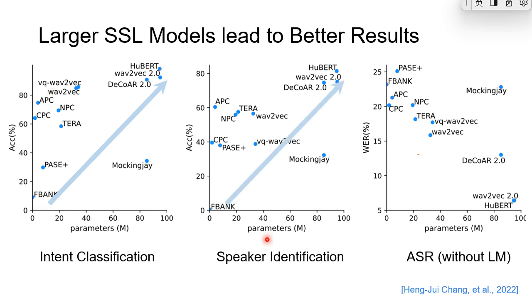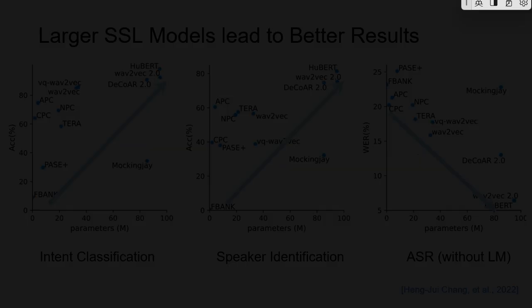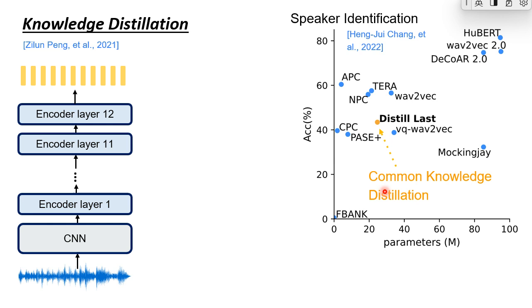For speaker identification, the situation is very similar: larger model, higher accuracy. On speech recognition, larger model, better performance, lower error rate. So larger self-supervised models lead to better performance. However, we want to have a greener model. We want to see whether we can have a small model that can run on device.